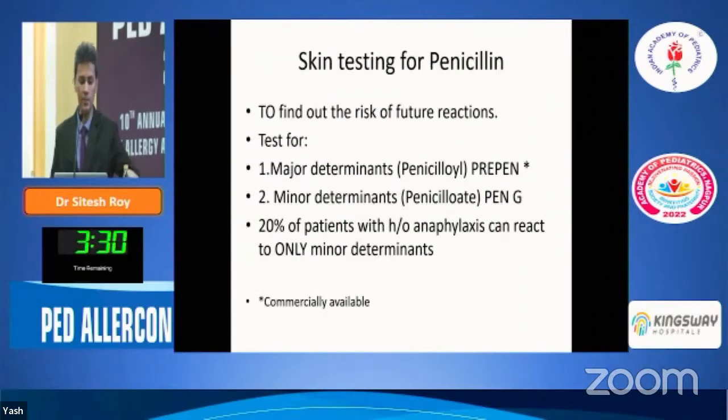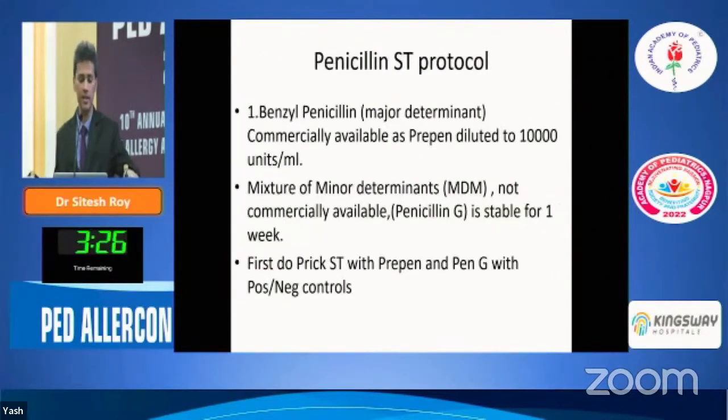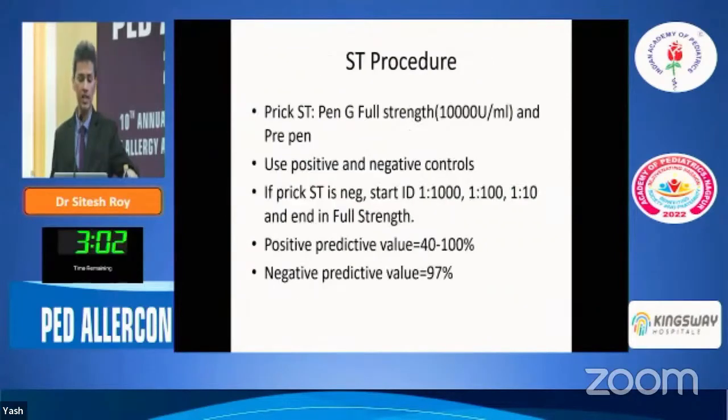As I said, 20% of patients can have a history of anaphylaxis and react only to the minor determinants. Benzyl penicillin is what we commercially use. It is diluted usually to a dose of 10,000 units per ml. The mixture of minor determinants, not commercially available, that's PenG, is stable for about 1 week after it is prepared. And first do the prick skin test with the Pre-Pen and the PenG with positive and negative controls, so your saline or buffer saline and histamine, and only then proceed further.